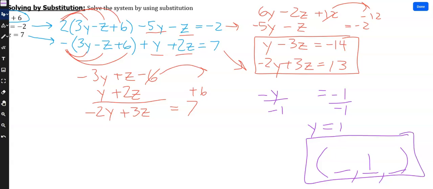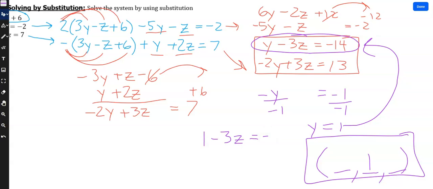All right. Where do I go? What do I do? Pick one of your favorite equations up here, plug it in. Really doesn't matter to me, so I'll pick that one right there. 1 minus 3z equals -14.